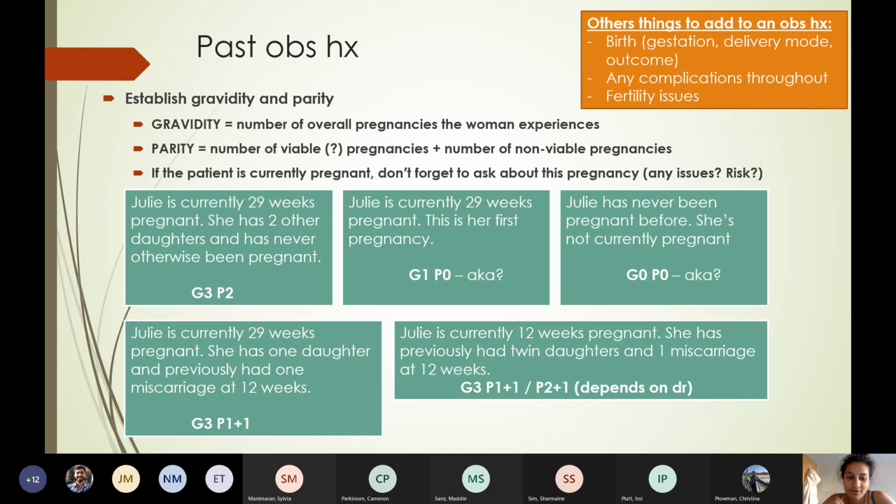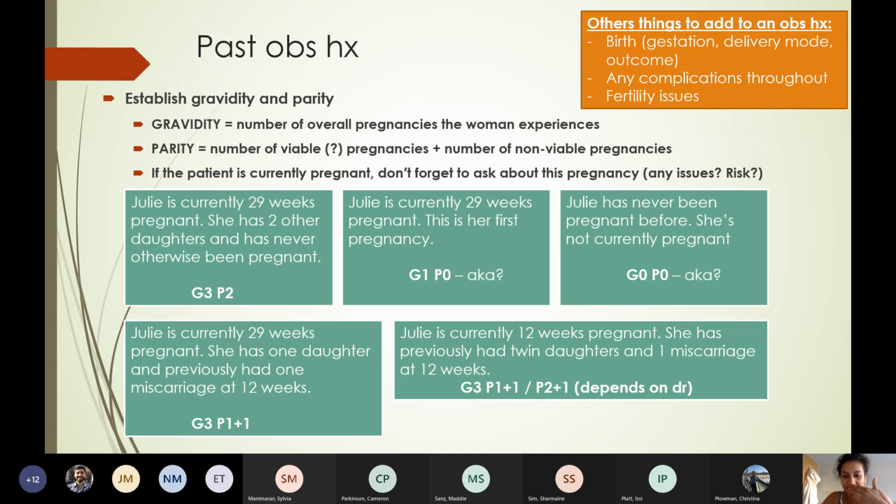So Julie's currently 29 weeks pregnant. She's got 1 daughter, and she's previously had 1 miscarriage at 12 weeks. Oh, close. So G3 para 1+1, because she's been pregnant 3 times in her entire life: currently pregnant, had the daughter, had the miscarriage. But one of them was viable, the daughter, and the miscarriage was non-viable. So that's why it's 1+1.